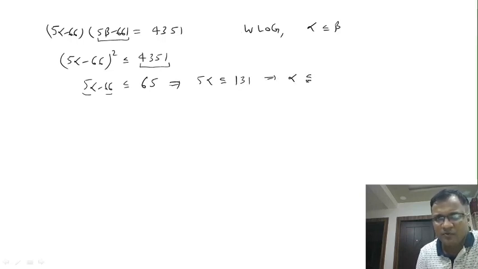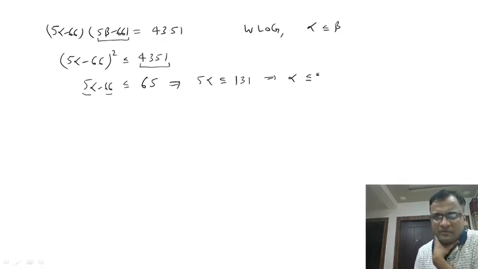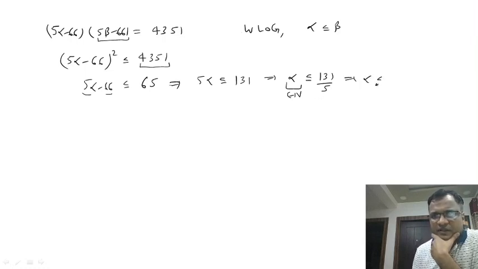So what is the upper bound of alpha? 131 by 5. But alpha is a positive integer, alpha belongs to the natural numbers. So alpha cannot go beyond 5.